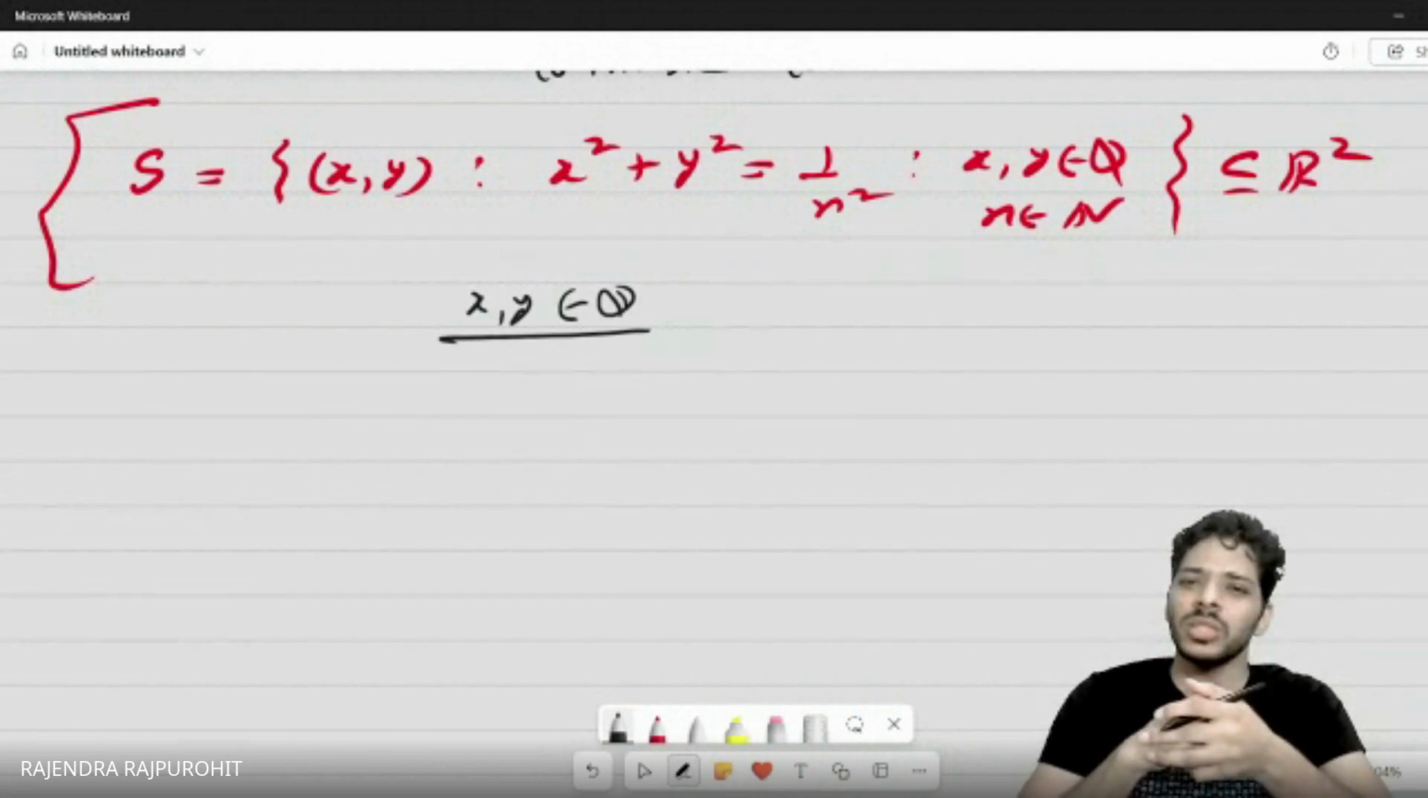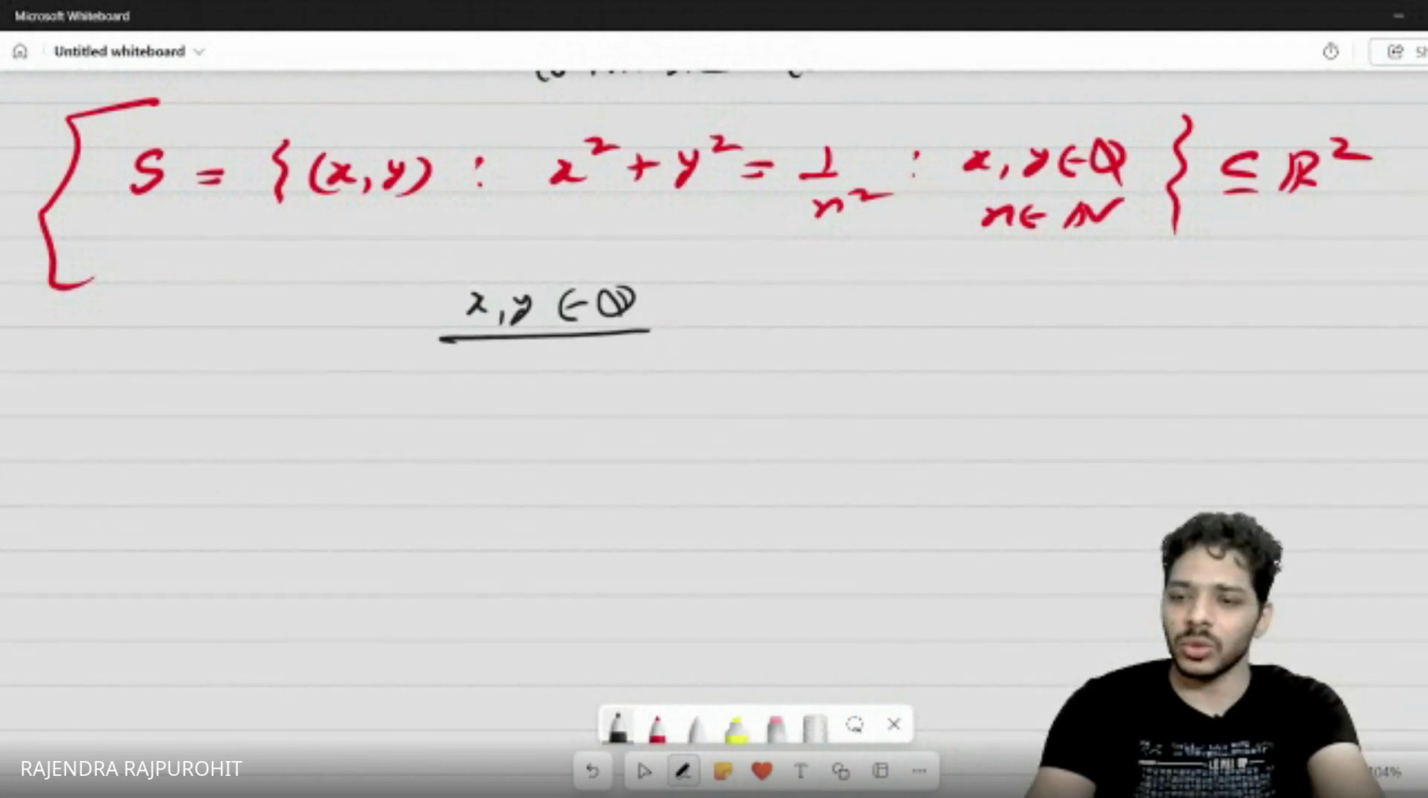X and y both are rational. I think there is something wrong with the question. Is the question fine? Because in that way it is very easy to see that it is a... Is the question fine, or is there any issue with the question? I think there is an issue with the question. If not, then we will edit the question to make it interesting. Anyone?